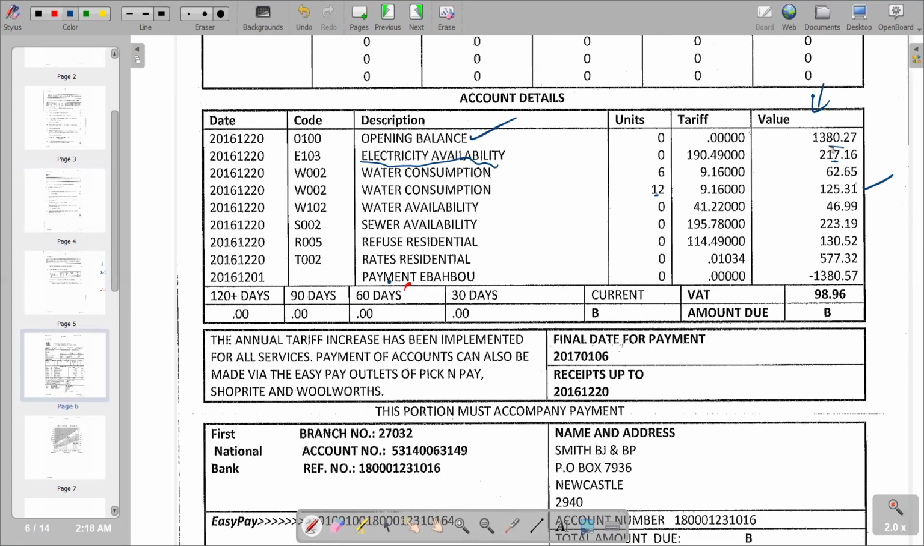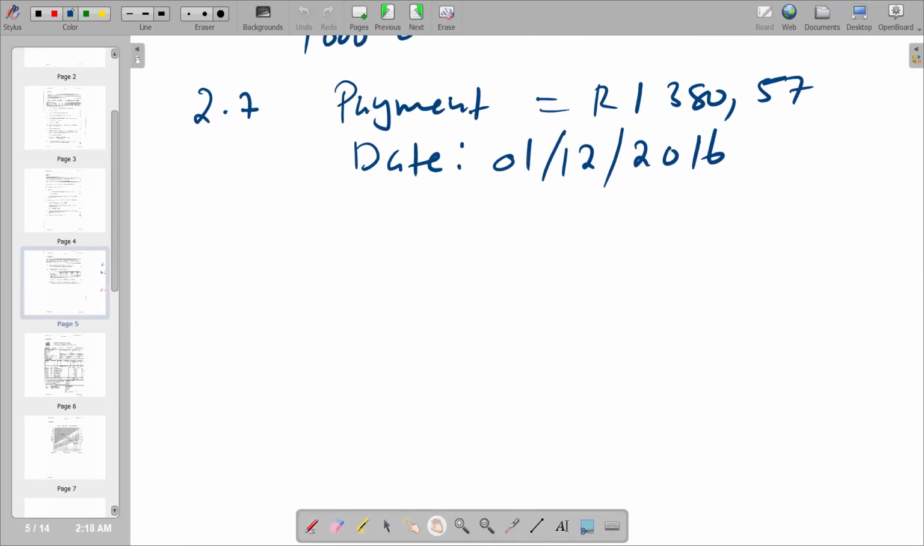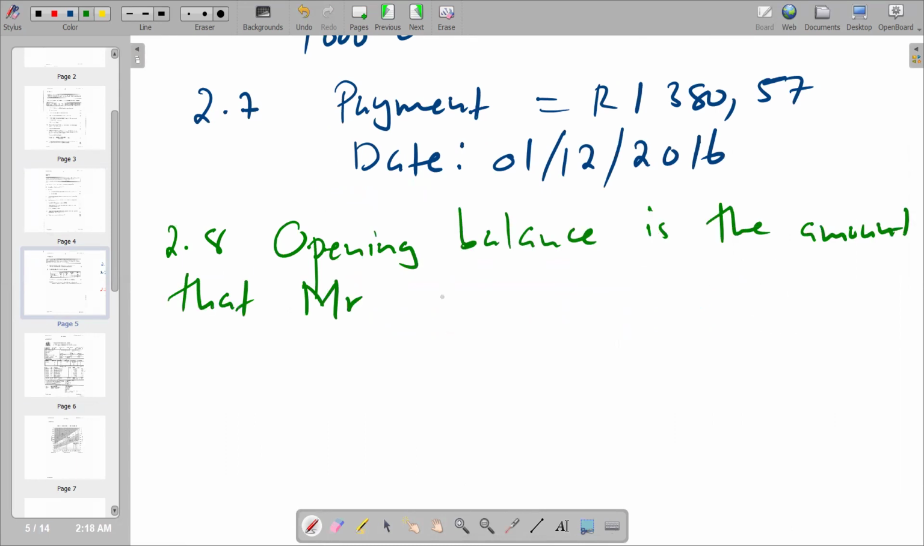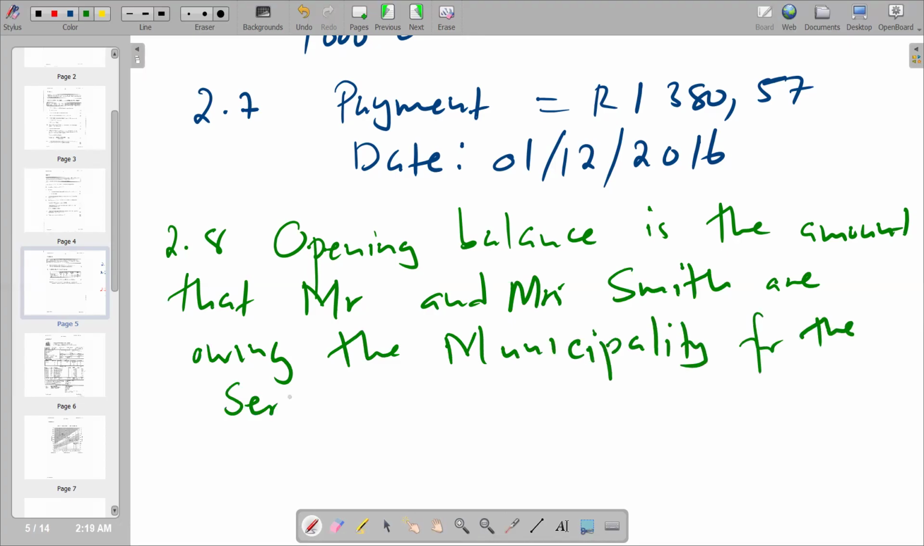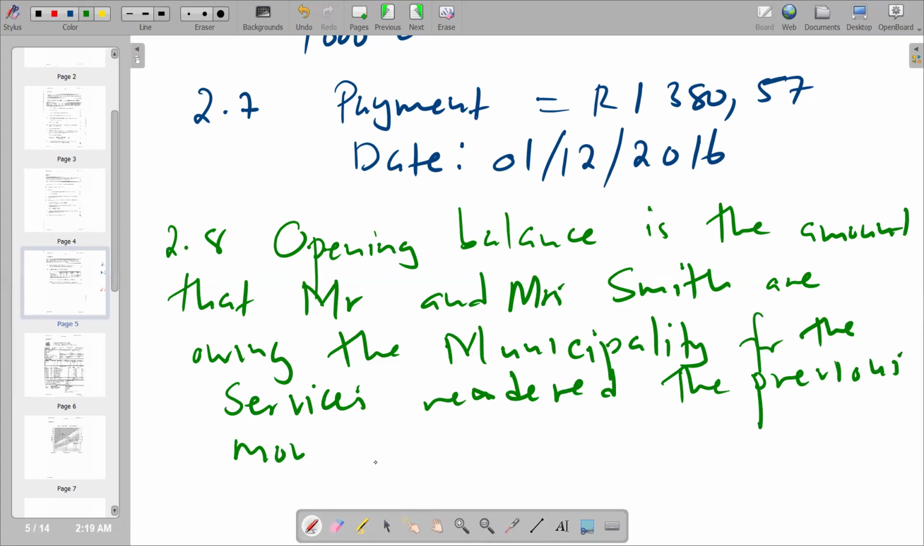So opening balance is representing the amount that is owed for the period. So we are saying opening balance is the amount that Mr. and Mrs. Smith are owing the municipality for the service rendered the previous month. So we can just try to present it that way by saying 2.8 amount rendered the previous month. So basically, that's what we have in terms of question 2. And obviously, we need to move on to the next question, which is now our question 3.